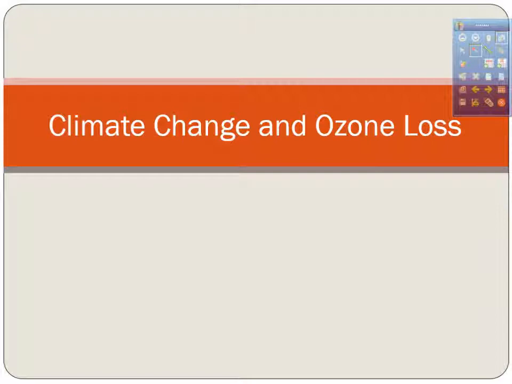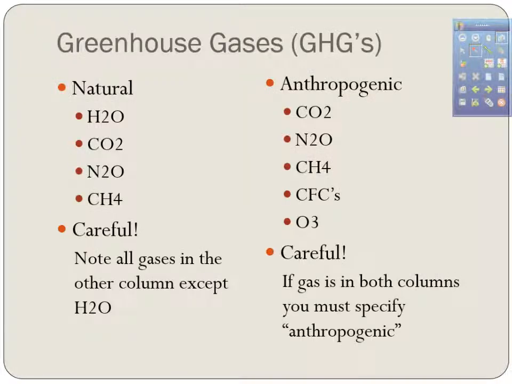Okay, so this is your video in your air and air pollution unit, and this is going to focus on climate change and ozone loss. So greenhouse gases are any of the gases listed below. They occur naturally and they occur anthropogenically, which means that they are human caused.